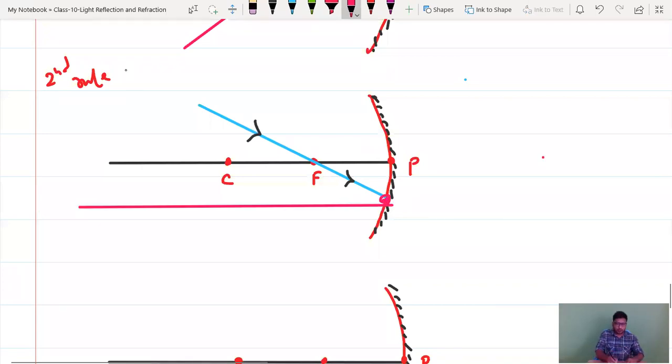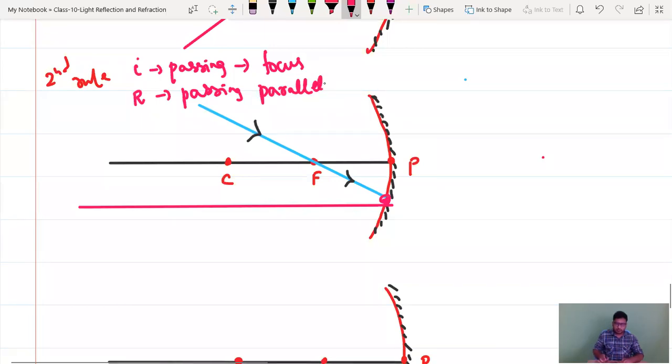So what is the second rule? Incident ray which is passing through focus, the reflected ray will be passing parallel to the principal axis.